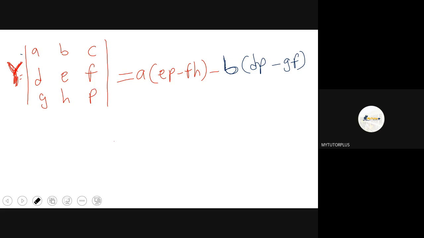For the third one, we are dealing with C. We cancel everything across the row of C, everything across the column of E. That's going to be plus now. Remember, the middle one is minus. The last one is going to be plus C, open bracket DH minus EG. That is dining hall minus GE, guest excursion. So this is how we evaluate the determinant of a 3 by 3 matrix.